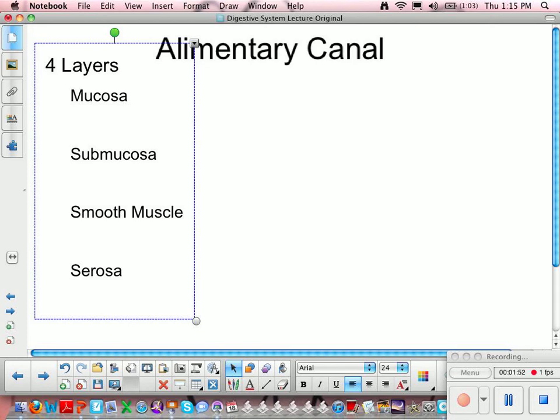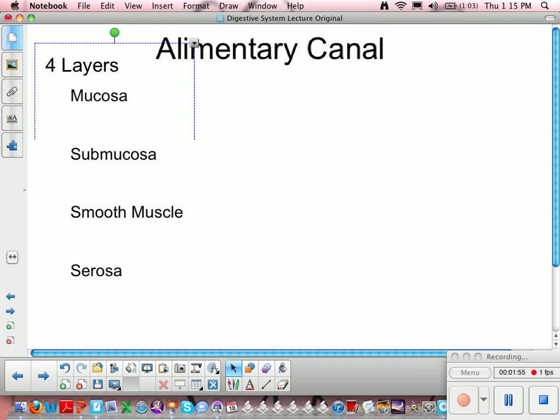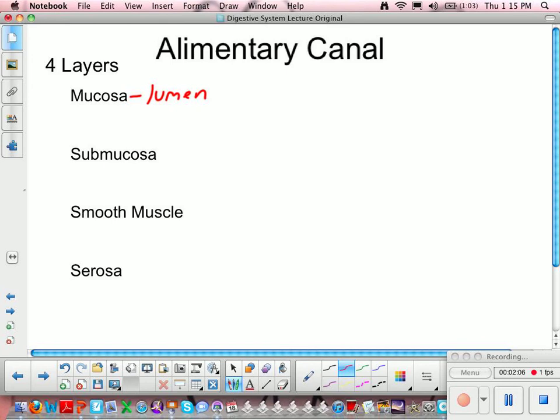The mucosa part of the alimentary canal. The mucosa is what lines the opening. Remember, the opening of anything is called a lumen. And it's made up of epithelial tissue, and I'm sure you remember which type, and connective tissue. The connective tissue is called lamina propria. And then there's the smooth muscle tissue, part of the mucosa.